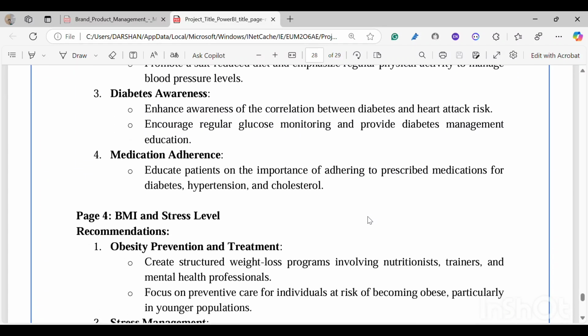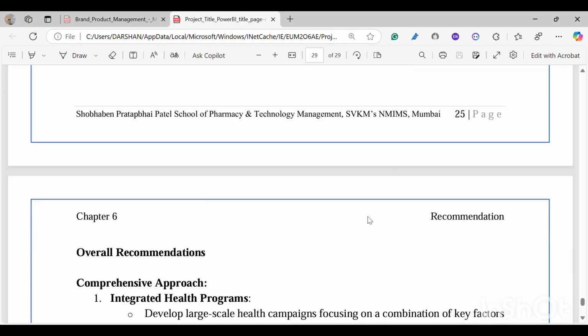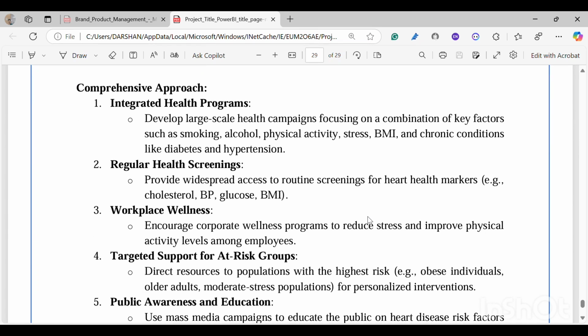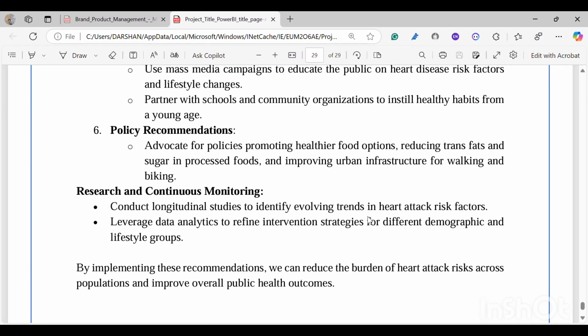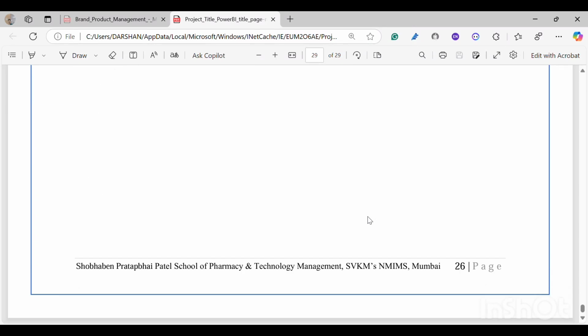So these are all the campaigns and the page-wise recommendations which I have given in my report in a detailed way. So thank you very much for everyone's kind attention to my presentation and details.